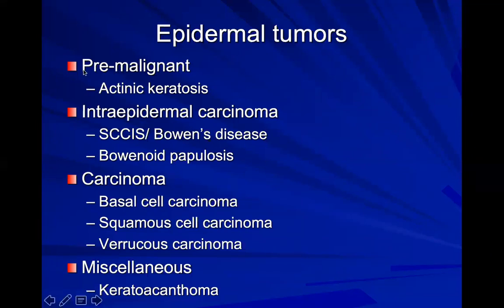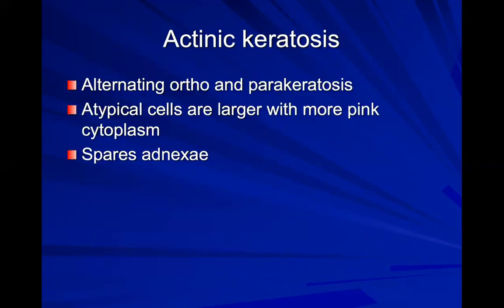There's not that many tumors we deal with. We have pre-malignant ones: actinic keratosis, intraepidermal carcinoma, so that's squamous cell carcinoma in situ, Bowen's, bowenoid papulosis, or VIN, etc., depending on what field you practice in. We have different carcinomas: basal cell carcinoma, squamous cell carcinoma, verrucous carcinoma. That, of course, is not an exhaustive list, but for your purposes, that's sufficient. And then miscellaneous, we'll put keratoacanthoma in there because it's sort of a messy topic.